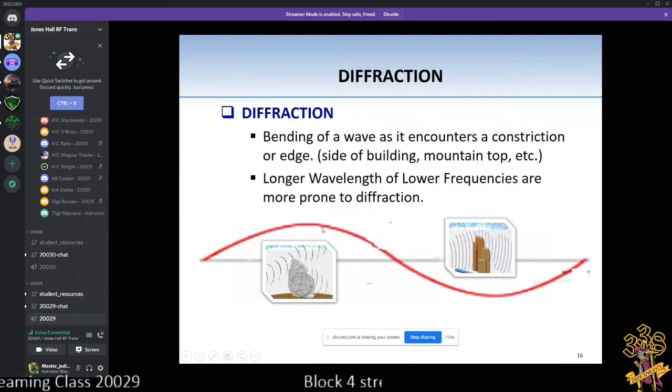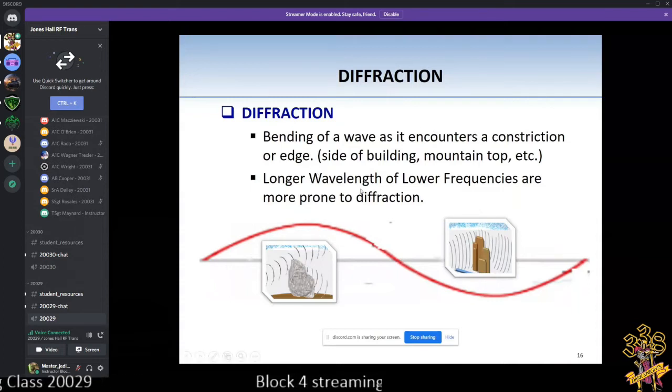Diffraction. Bending of a wave as it encounters a constriction or an edge, such as the side of a building or a mountain. Or you're walking down a sidewalk, everything's going along just fine, and then there's a part of the sidewalk sticking up 3 or 4 inches higher than the rest of it. You catch your toe on that, and the rest of your body tends to diffract face down into the concrete. That's diffraction, bending of a wave as it encounters a constriction or an edge.